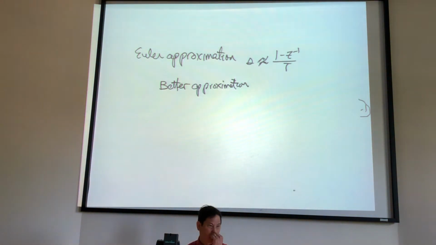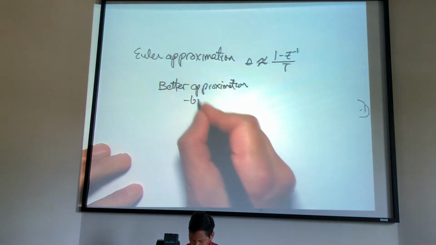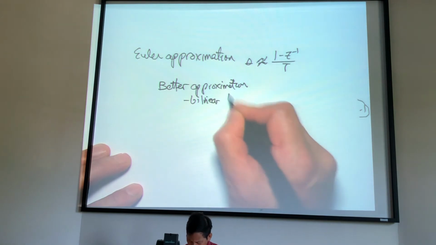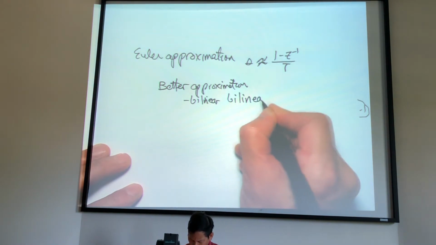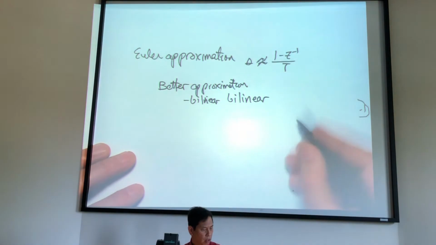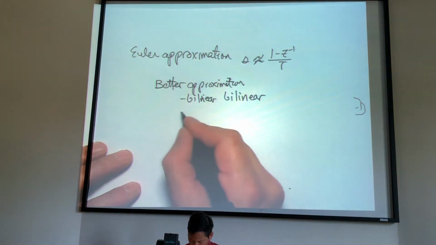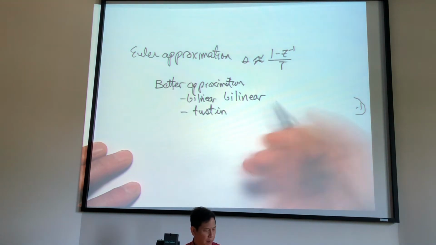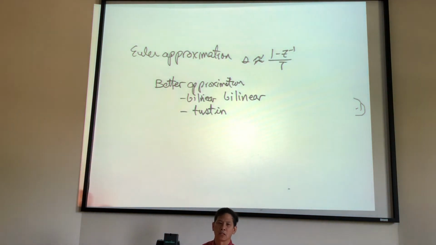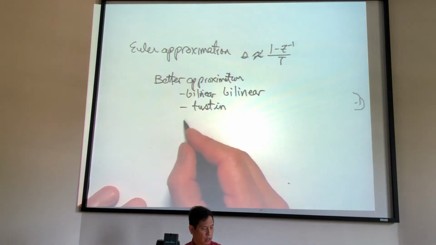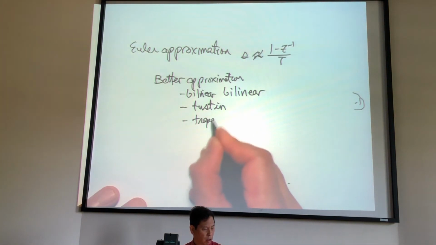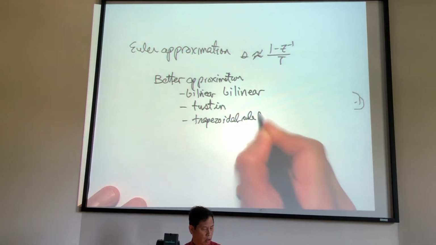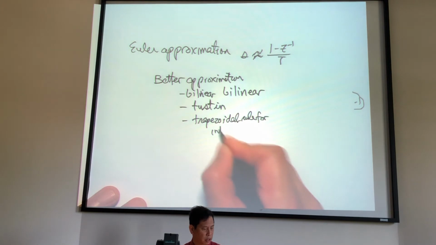Okay, a better approximation goes by several names. One is called bilinear. These are all different names for the same thing. Bilinear. It is also called Tustin. Tustin is a guy's name. I'm not capitalizing it because we're going to use that name in a second in MATLAB. And it's also called trapezoidal rule. It's a trapezoidal rule for integration.